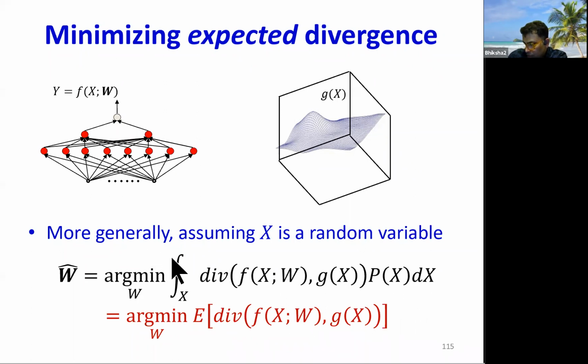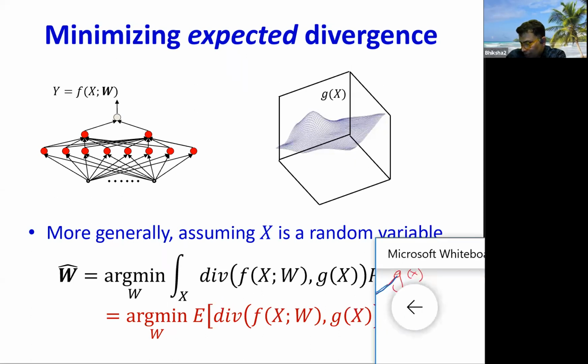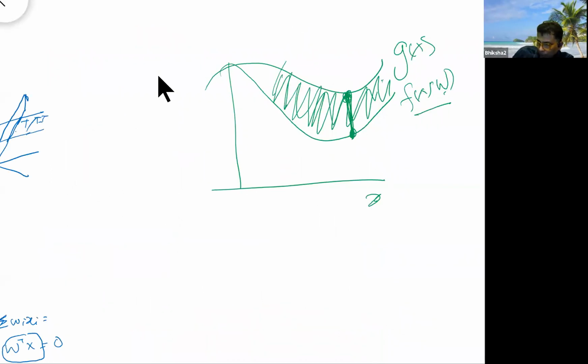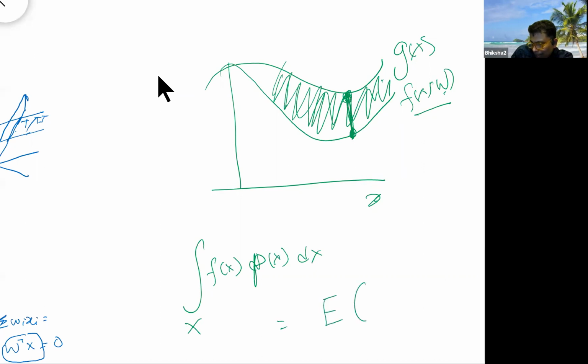So the modified error function looks like this integral over here, which is the integral over all x of the product of the divergence between the output of the network and the desired output of the network, and the probability of that x. So we are actually minimizing the area or the volume of the weighted divergence. Now, this term over here, remember, this is a standard equation from probability. Anytime you have some f of x times p of x dx integrated over all of x, this is just the expected value of f of x. I'm assuming all of you are familiar with this.